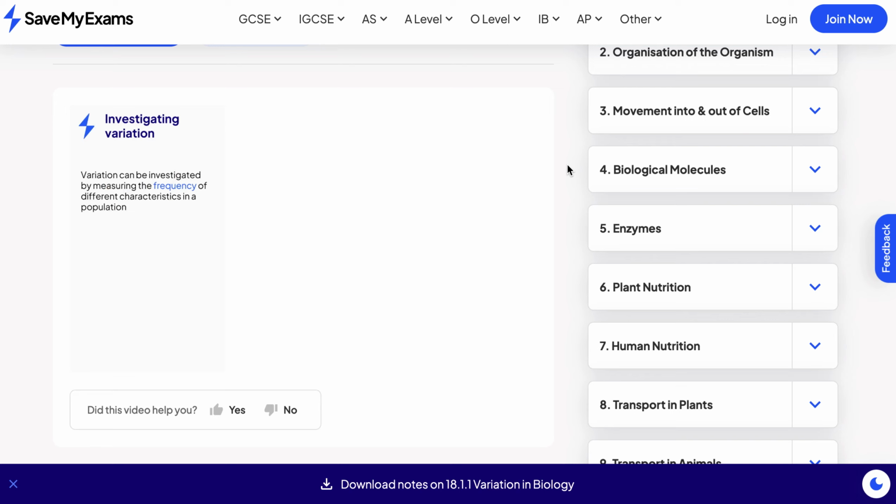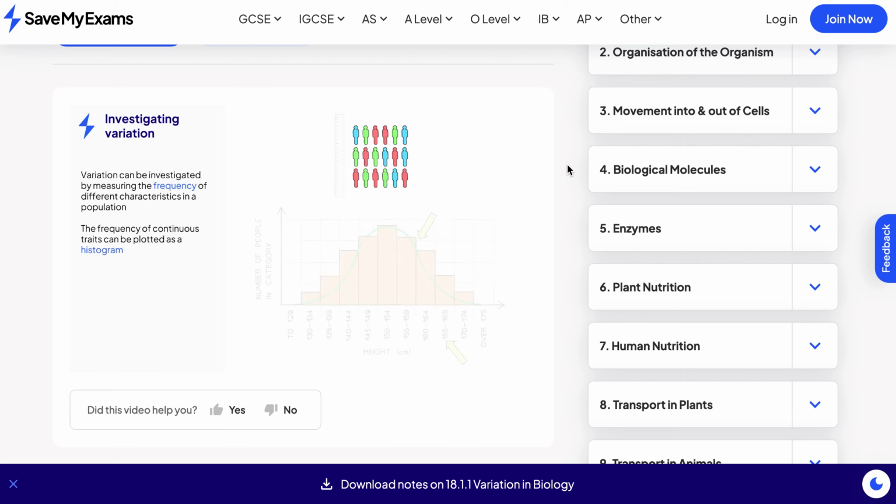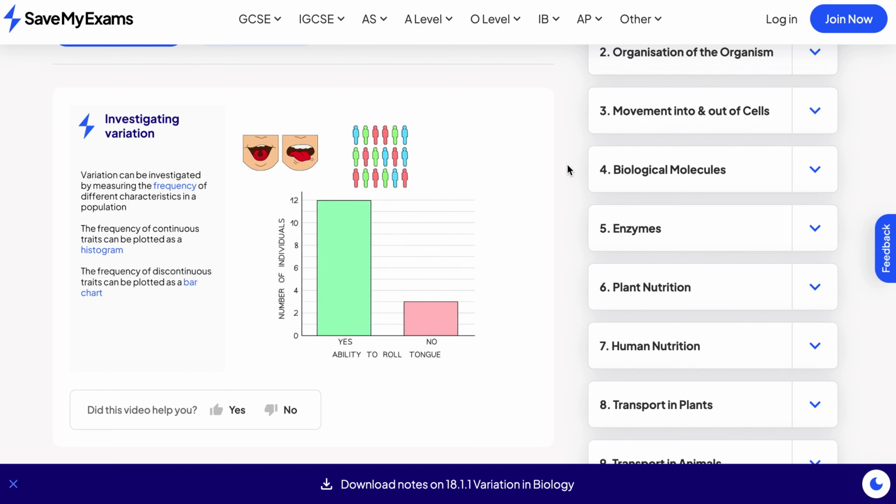Variation can be investigated by measuring the frequency of traits, that is, the number of individuals with different characteristics in a population. For example, to investigate continuous variation, you could survey the heights of students in your science class. The results can then be plotted on a histogram where the bars touch and the categories on the x-axis group numbers into ranges. To investigate discontinuous variation, you could survey tongue rolling ability in your class. Students can either roll their tongue or they can't. The frequency of discontinuous traits can be plotted as a bar chart where separate bars represent each category.